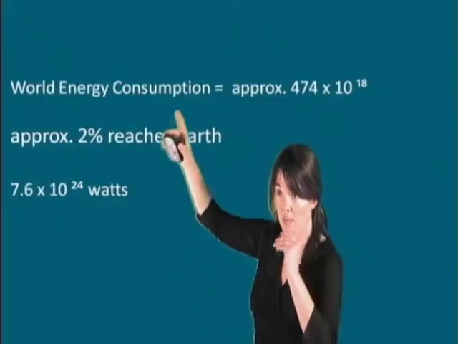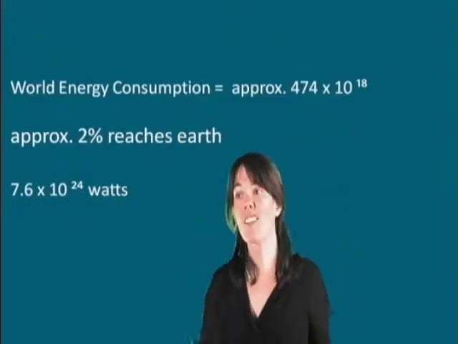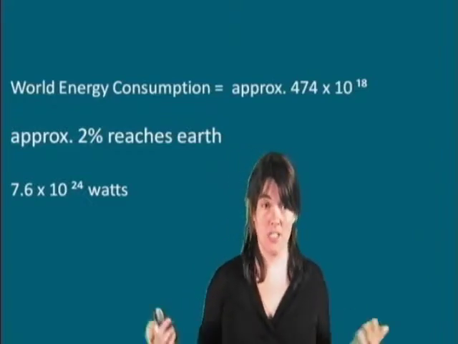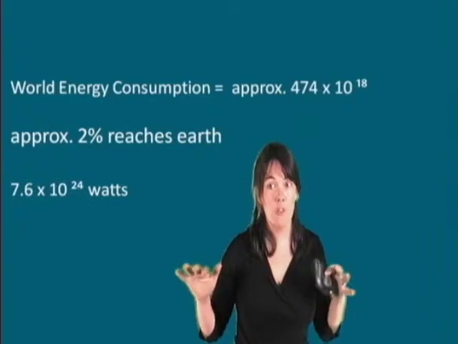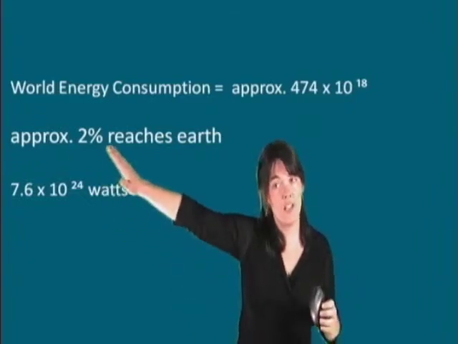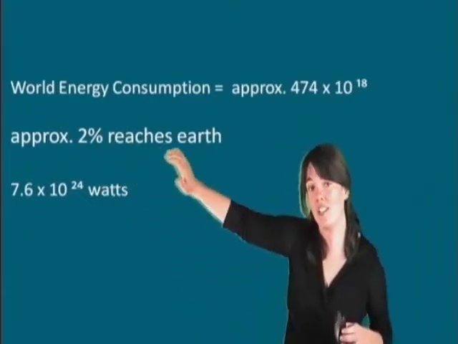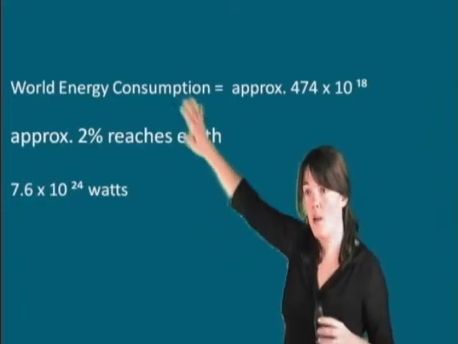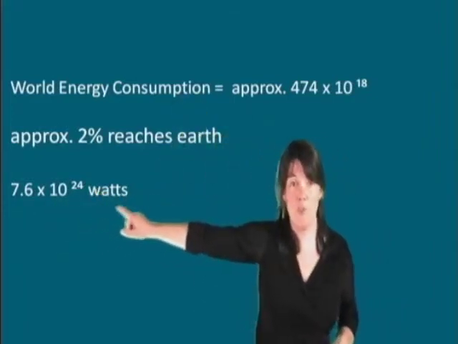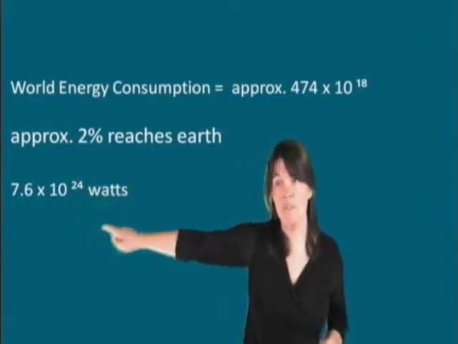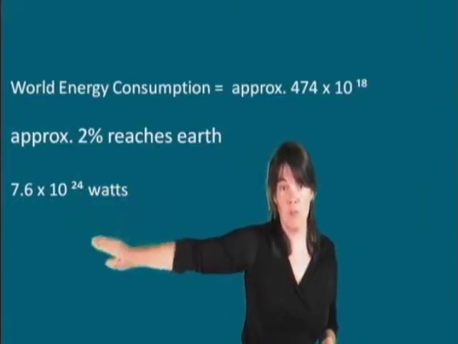So, but anyhow, the idea is that we really are not using that much of the sun's energy at any given point. Our world energy consumption is approximately 474 times 10 to the 18th. Okay, so that's a lot of energy that the world is using. These are just some little facts. Approximately 2% of the sun's energy is reaching the Earth, and that equates to about 7.6 times 10 to the 24th watts. So that's about how much energy at any given point the Earth is receiving from the sun.